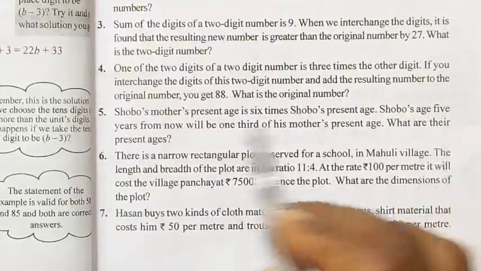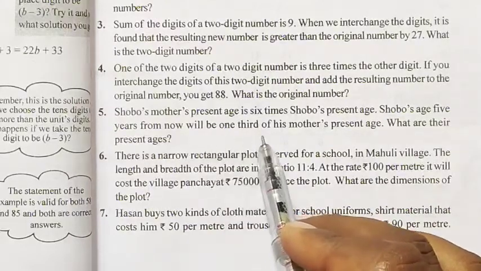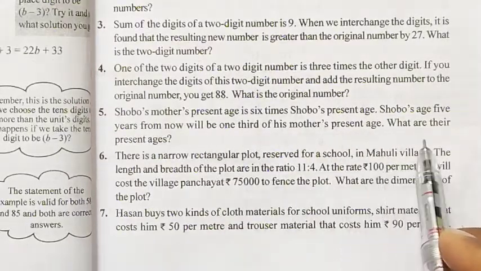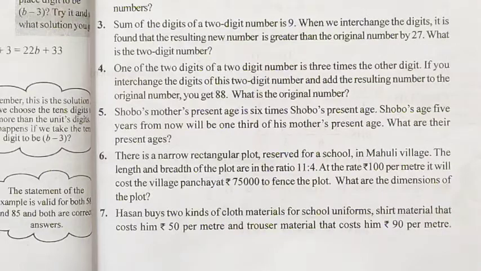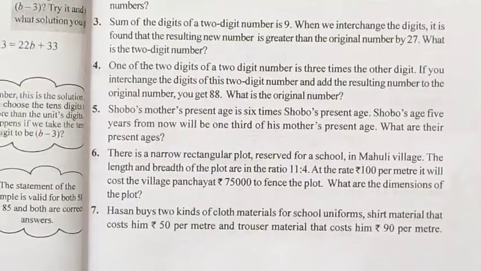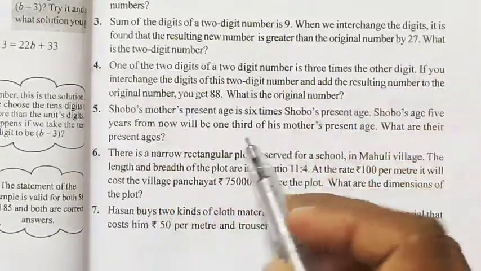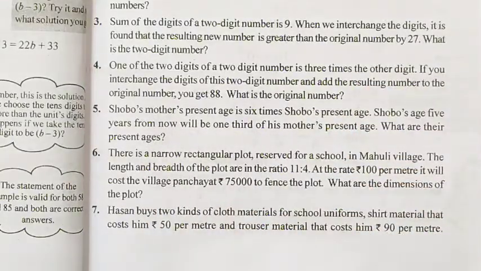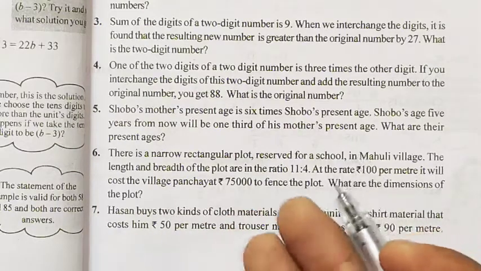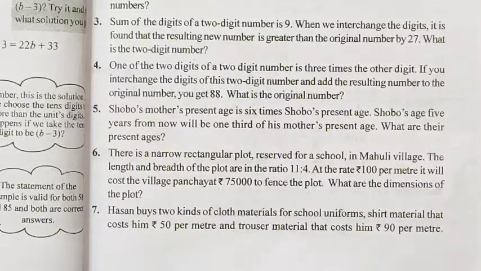Shobo's age 5 years from now will be 1/3 of his mother's present age. What are their present ages? In this question we are talking about two persons' ages. One is Shobo's mother's age, and the second one is Shobo's age only. Shobo is a daughter, and the mother is also there. Mother's age and daughter's age we are talking about. Total two persons are there.